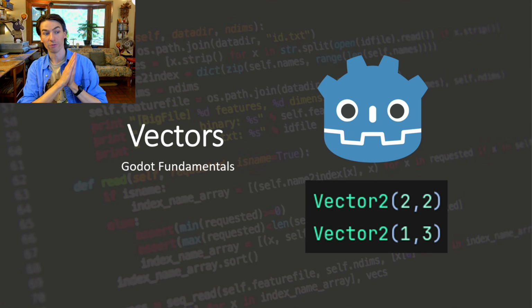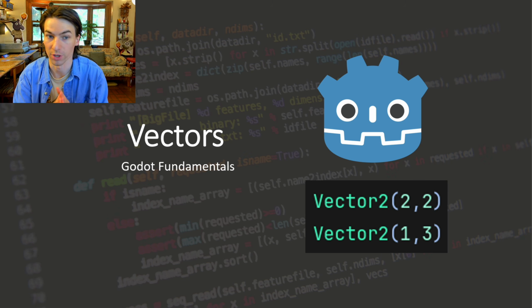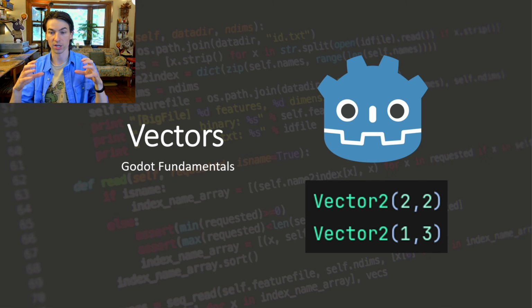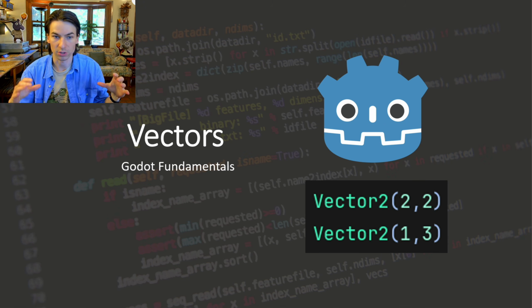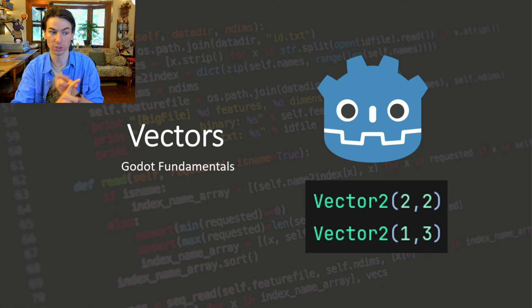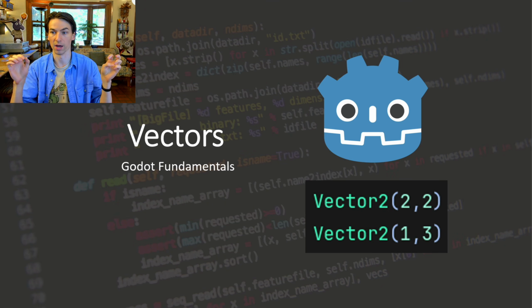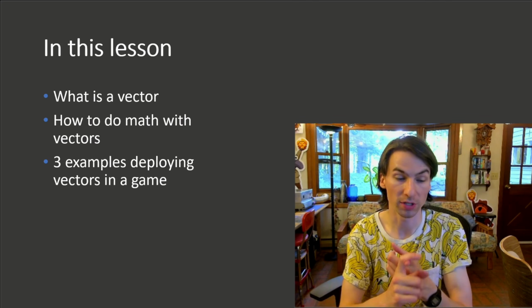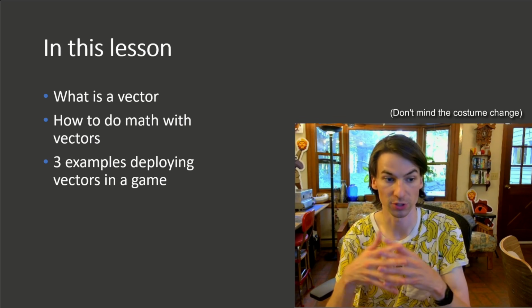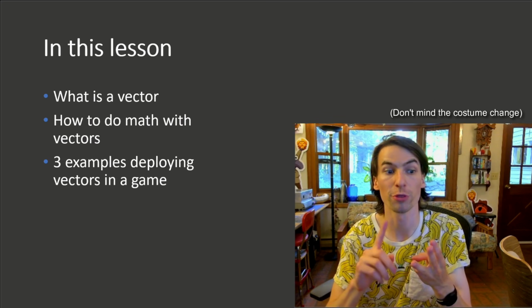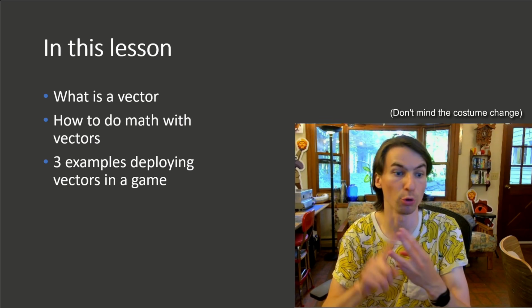I am a teacher and game programmer, and I want to do a video today about vectors, which are a critical data object that game engines like Godot use to store the positions of objects, and also to handle moving those objects around. In this video, we're going to go over what is a vector, a couple ways to make vectors interact using math, and then we're going to do 3 examples of actually deploying this in a game.